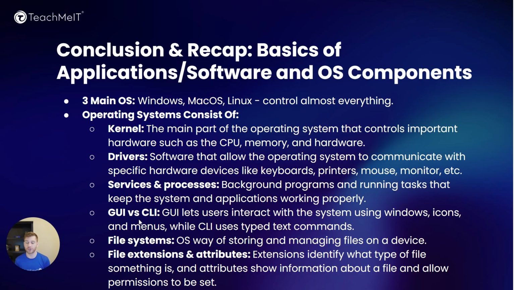We also covered GUIs and CLIs. Remember, graphic interfaces or GUIs allow us to interact with the system using windows, icons, different types of things on screen that we can actually click visually. And CLIs allow us to use typed text commands to get information, run any sort of advanced features for our computer, and more. File systems are the operating system's way of storing and managing all the files on our device and the storage that we have for that device.